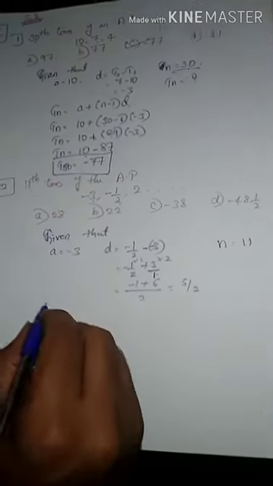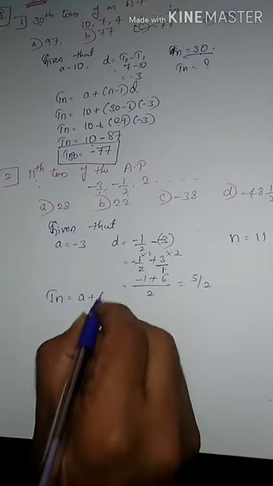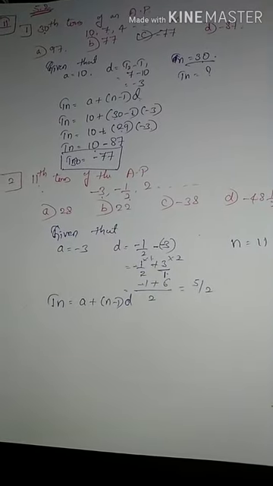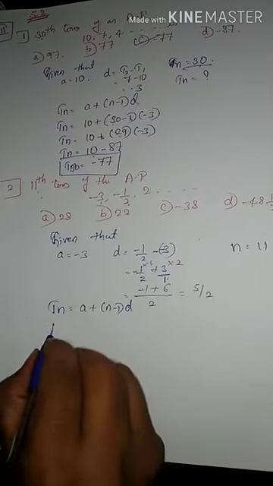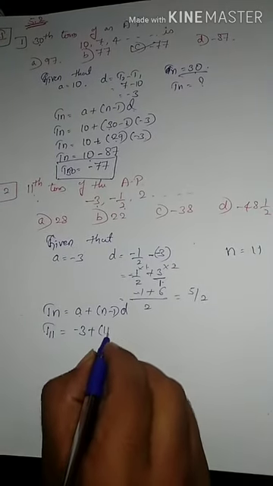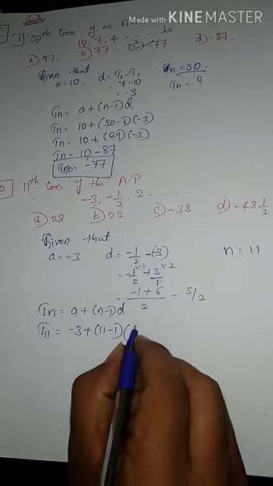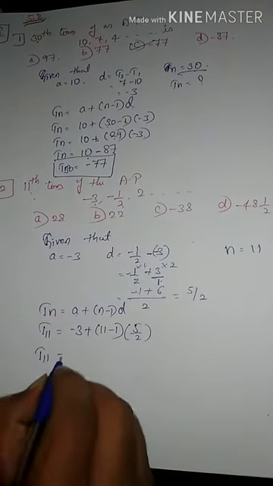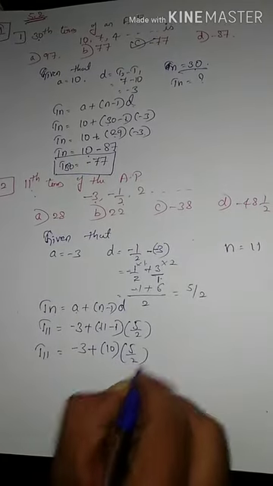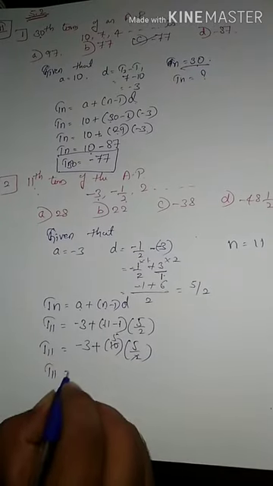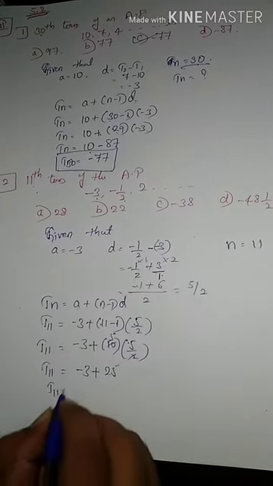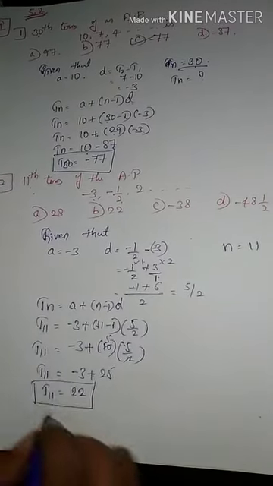We have to find the nth term. Tn is equal to A plus n minus 1 into D, the formula to find the nth term of an AP, but n is 11 here. So T11 is equal to A is minus 3 plus n means 11 minus 1, and D is 5 by 2. So T11 is equal to minus 3 as it is plus 11 minus 1 is 10 into 5 by 2. 2 ones are 2, 5 5s are 25. T11 is equal to minus 3 plus 25. 25 minus 3 is 22. So T11 is equal to 22. Option B is the correct answer.